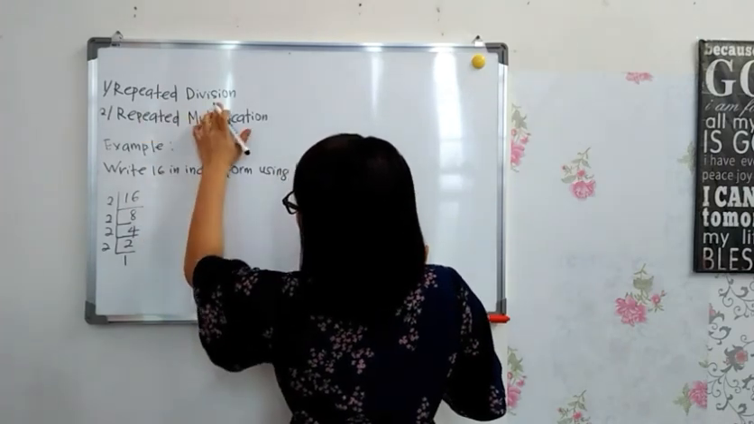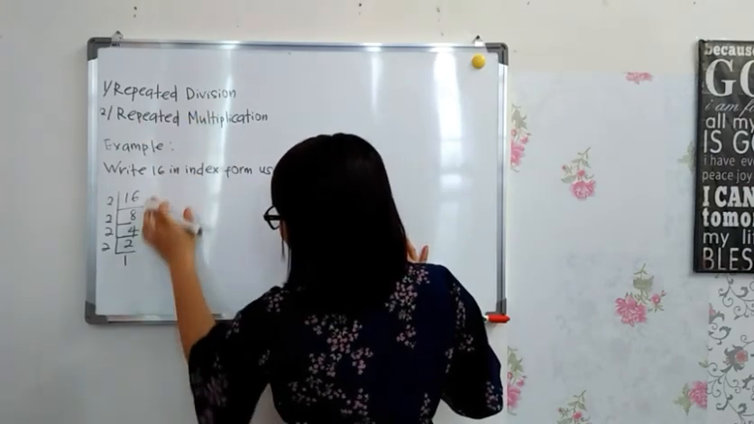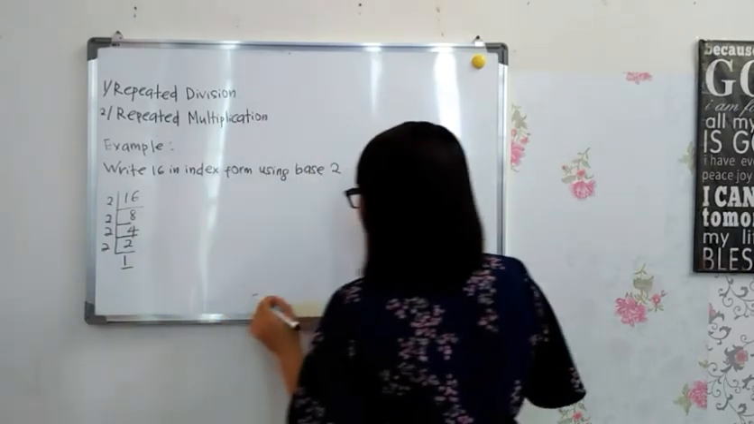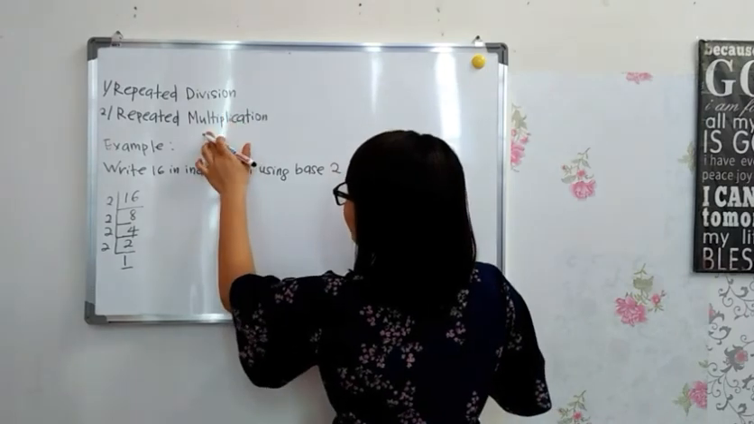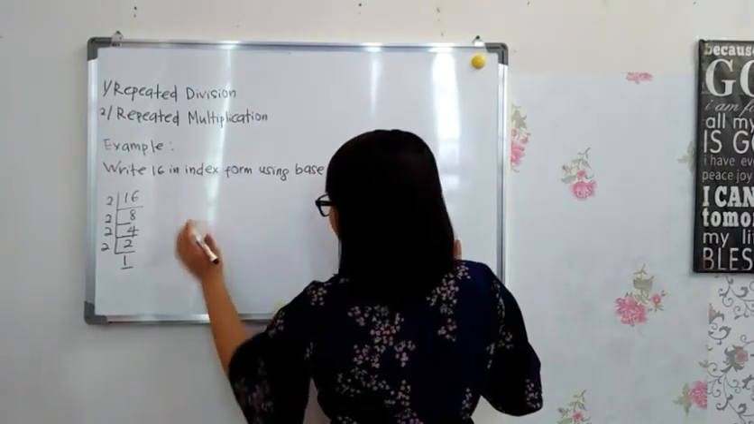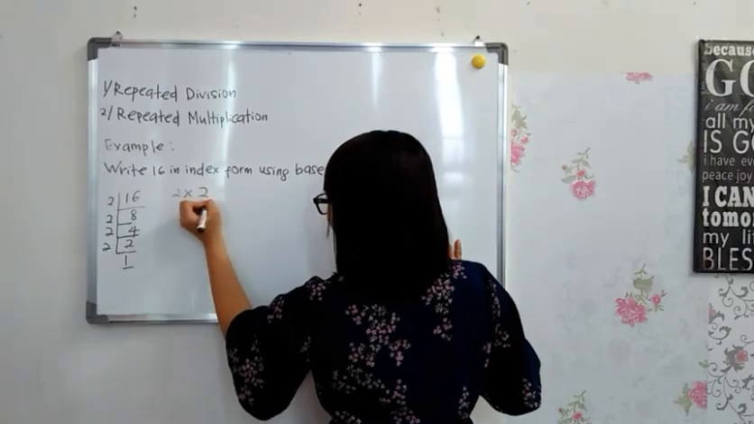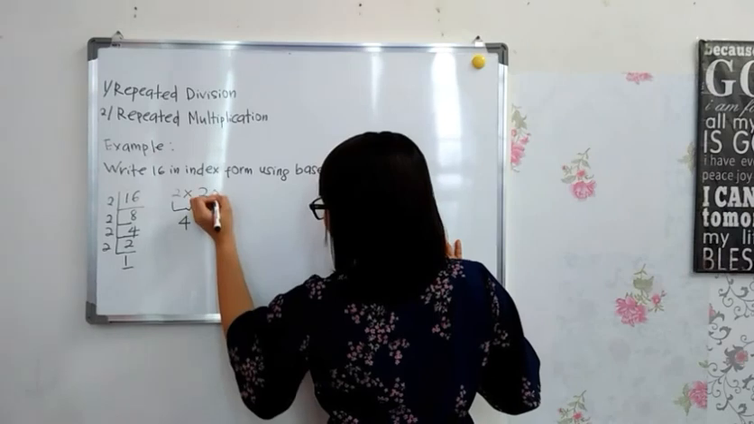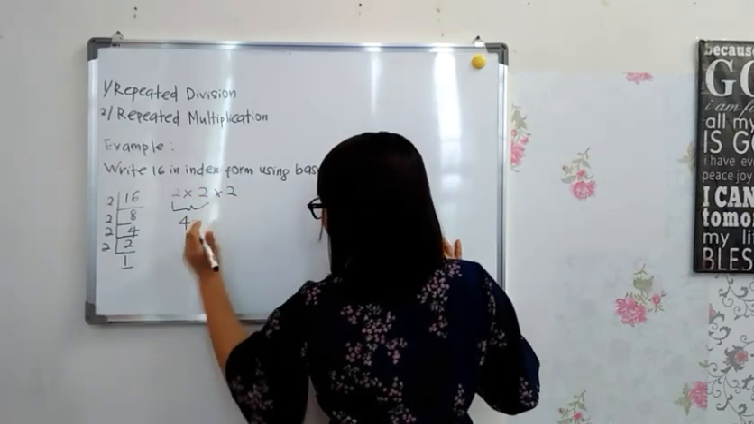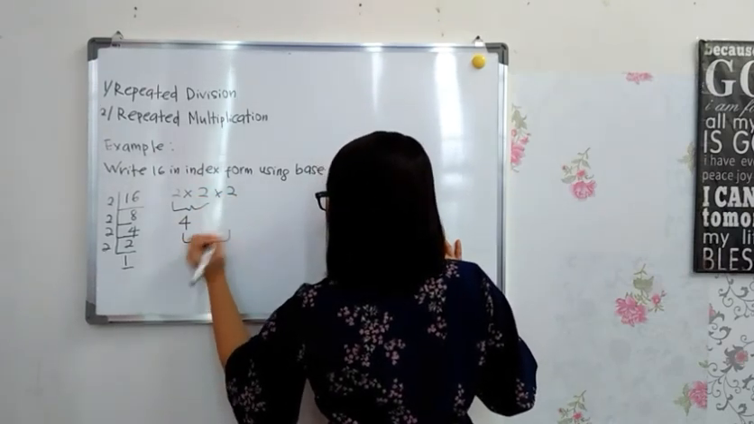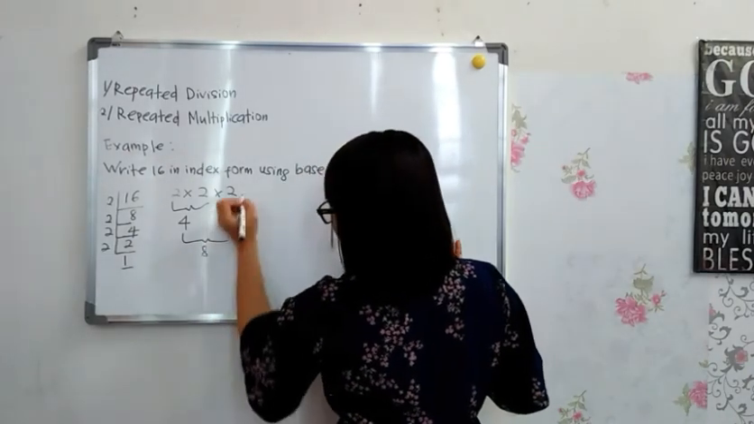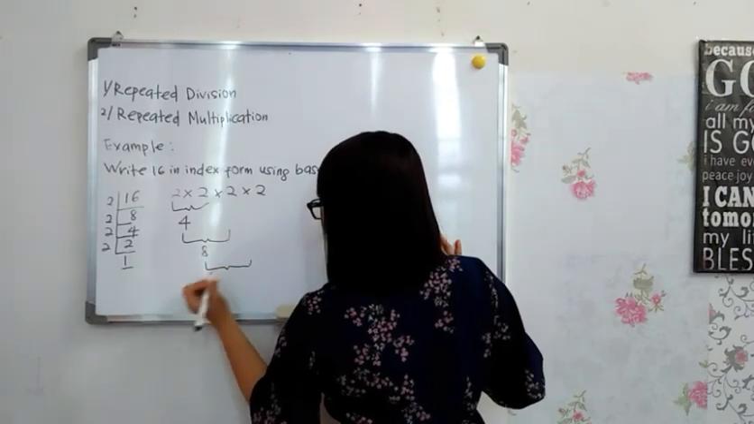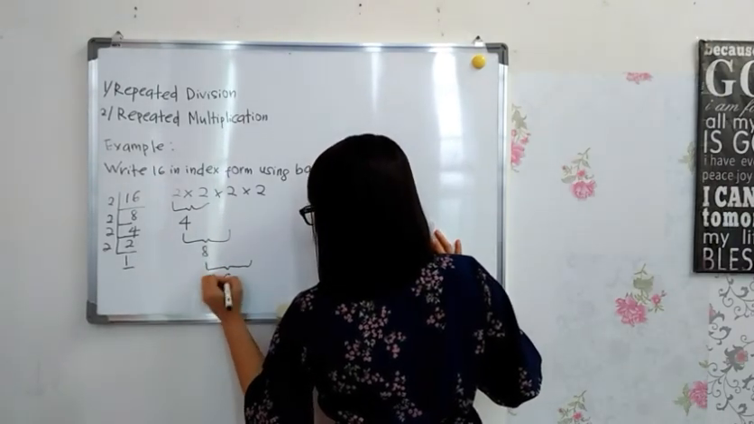Using the repeated division, you must get the answer until the last answer is 1. Okay? Next, we use repeated multiplication. So, 2 times 2, the answer is 4. 2 times 4 is 8. 8 times 2 is 16.